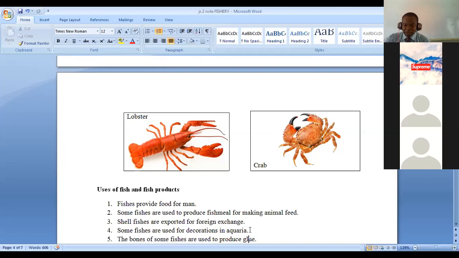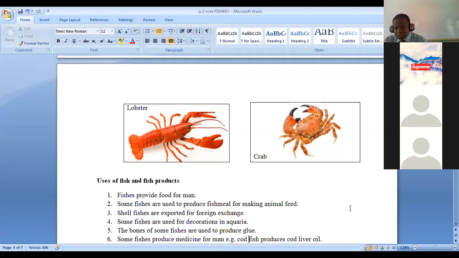Okay, now look at number 5. The bones of some fishes are used to produce glue. Now, we have some industries that process fish in large quantity. Part of that processing, they separate the flesh of the fish from the bones. Now, the bones become of a good volume, sufficient for them to process. The bones can then be processed to extract glue from them. So that is another use of fish and fish products.